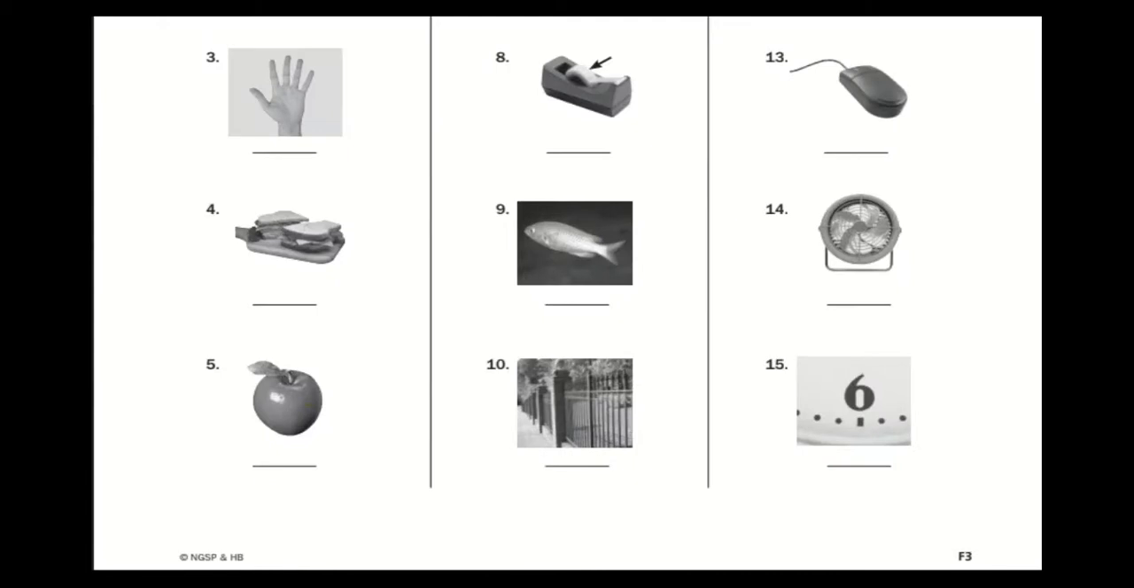Okay. So in the first row across, we have in number three, hand. Hand. So what's the first letter? H. In number eight, we have tape. Tape. And the first letter is T. In number 13, we have mouse. Mouse. And the first letter, M.